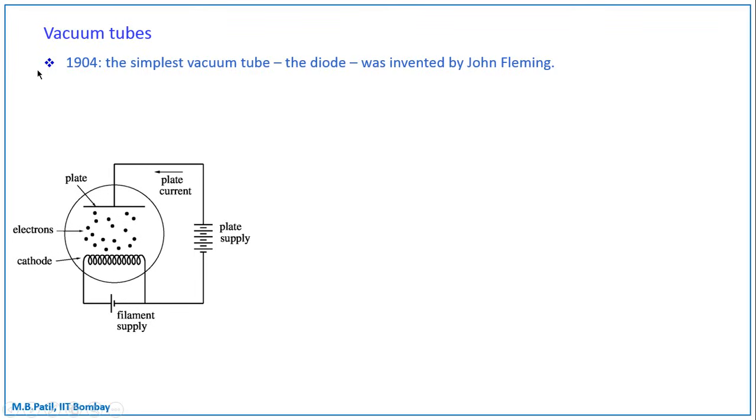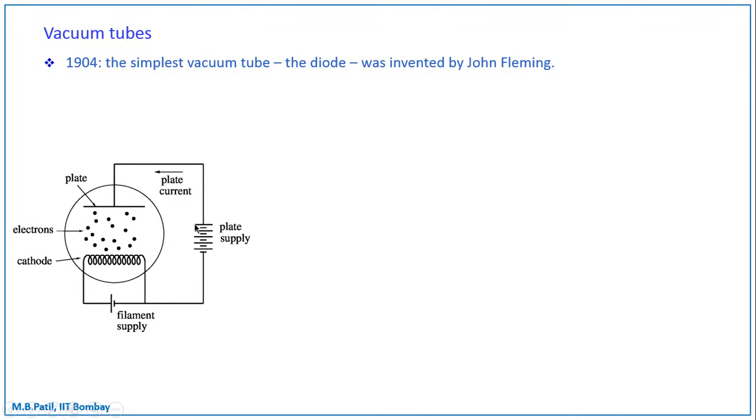Electronics really started with vacuum tubes because in those days there were no semiconductor devices. And the simplest vacuum tube, the diode, shown here, was invented by John Fleming in 1904. So in this device there is a cathode, which is a filament, and there is a plate. The plate is biased with a positive potential, and the cathode is heated with this filament supply so that it emits electrons. These electrons get attracted to the plate, and that is how a current flows in the external circuit.